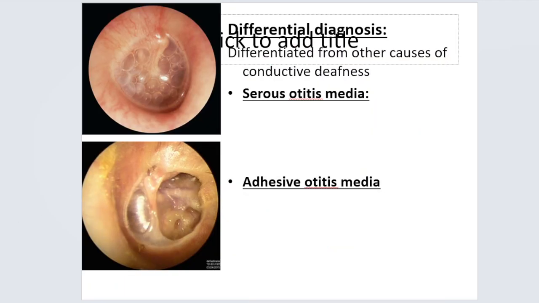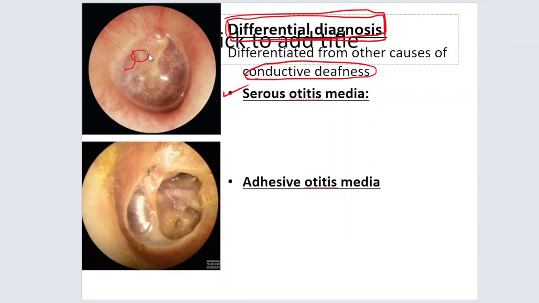Now coming to the differential diagnosis of otosclerosis. Any condition which has conductive hearing loss, we have to put in the differential diagnosis. What are the various common types of conductive hearing loss that we see, which we have to differentiate from otosclerosis? The first one is serous otitis media. Serous otitis media is quite easy in a way, because when you look at the tympanic membrane, there are air bubbles behind it. Sometimes there can be an air fluid level.